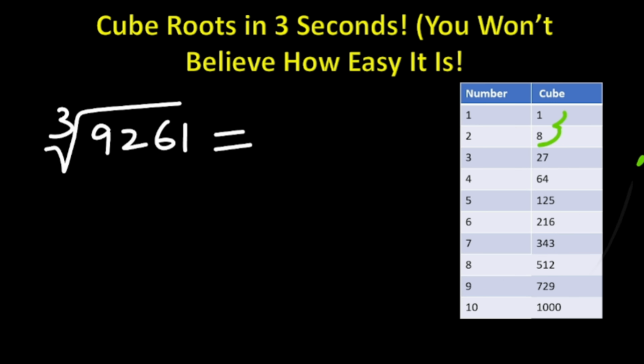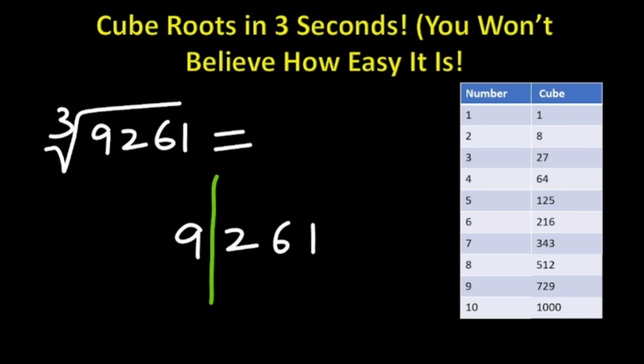So we are finding cube root of the number 9261. To find cube root of this number, you first write the number, 9261, and then we separate the right side 3 digits from the left. So we draw a vertical line separating the right side 3 digits from the rest of the digits.